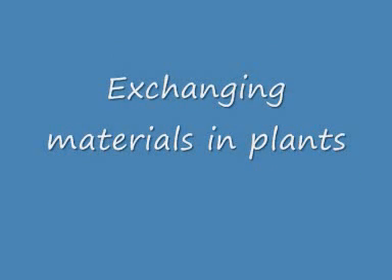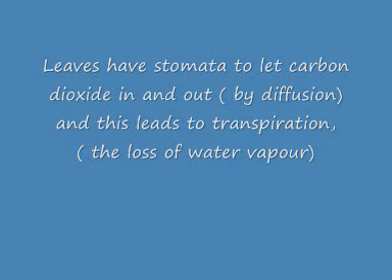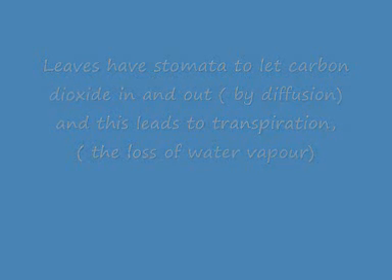Exchanging materials in plants. Leaves have stomata to let carbon dioxide in and out by diffusion, and this leads to transpiration, which is the loss of water vapor.